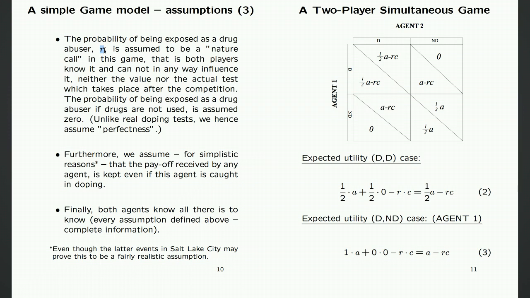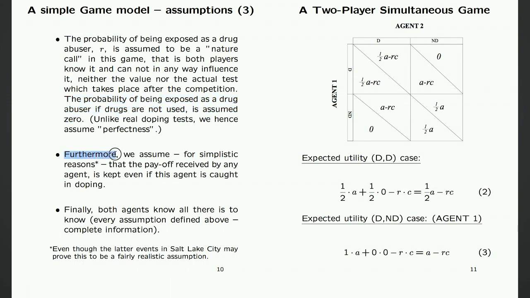The probability of being exposed as a drug abuser if drugs are not used is assumed 0. So this option of being exposed as a drug abuser without taking drugs is ruled out here. Of course, as you see, we keep on ruling out stuff here, so we end up with an oversimplistic model. But as I said, we look at relaxing these oversimplifications later on. So we refer to this as a perfect doping test. It means that it catches dopers who can be caught, but it does not miscatch non-dopers who shouldn't be caught.